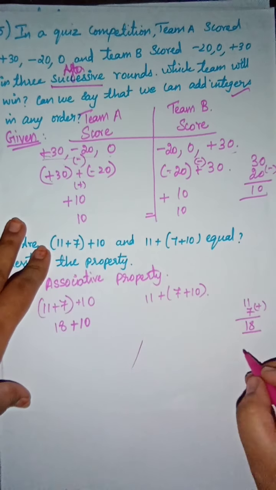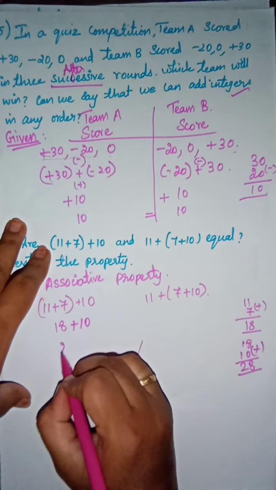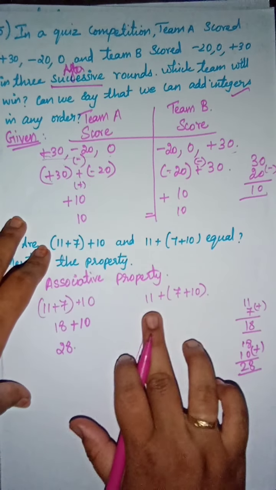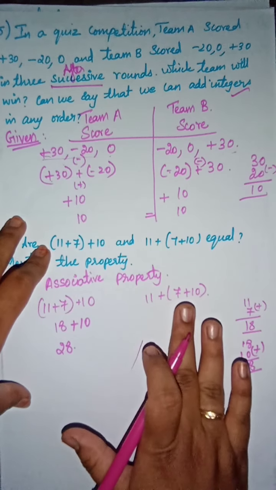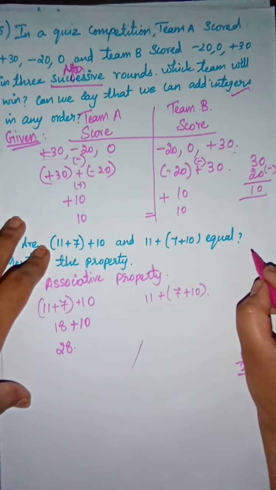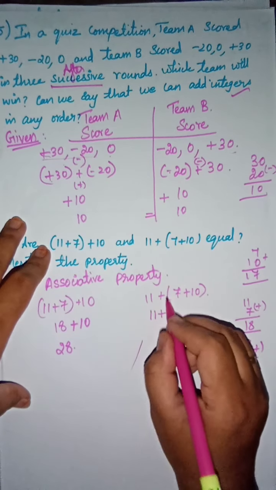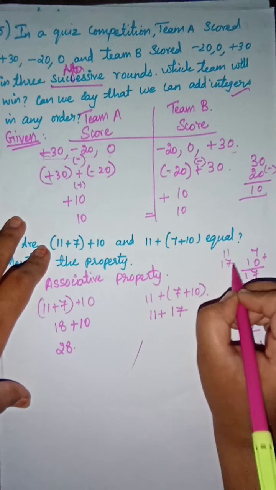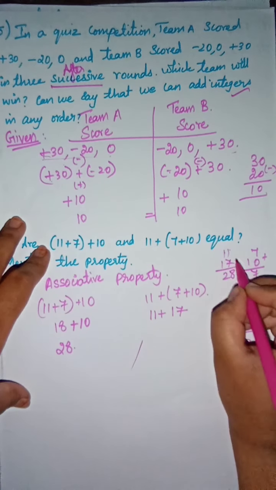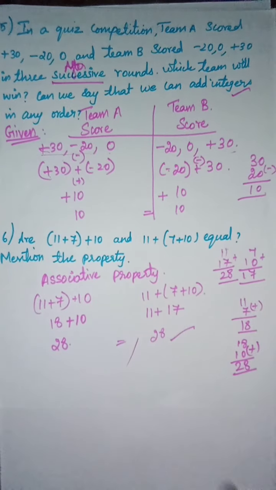So 18 plus 10, what will be your answer here? 8, 1 plus 1 is 2, so here it is 28. Clear? Okay, this side. While coming to this side also, the same process takes place. When there is a bracket, we have to do the bracket first. So 7 plus 10, what will be your answer? It is 17. So 11 you have to write as it is, then plus, then 17. Then 11 plus 17, so 1 plus 7 is 8, 1 plus 1 is 2, so we get 28. So both are the same. Here it is 28 and here also it is 28. So it comes under the associative property.